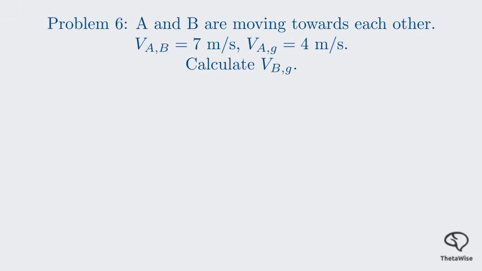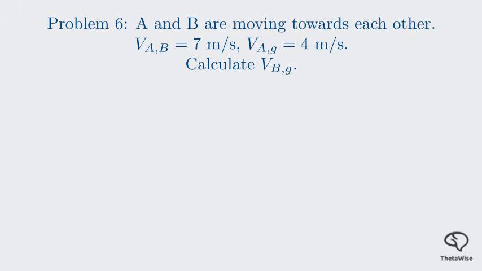Question 6 provides us with relative velocity and asks us to find a ground velocity. The problem states, A and B are moving in a straight line towards each other. If the velocity of A relative to B is 7 meters per second, and the velocity of A relative to the ground is 4 meters per second, calculate the velocity of B with respect to the ground.